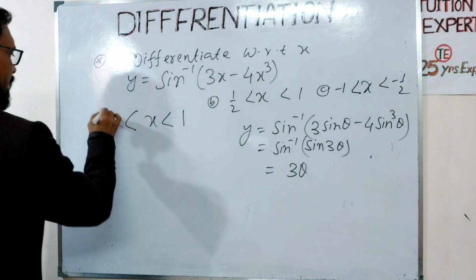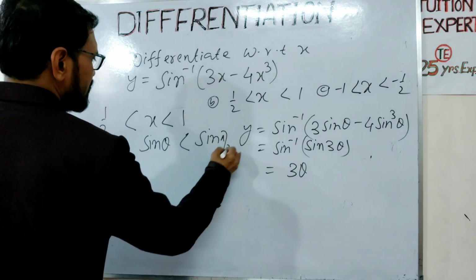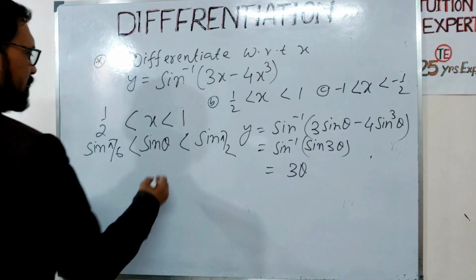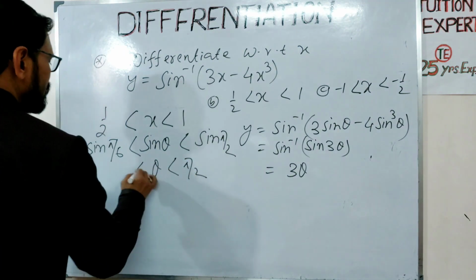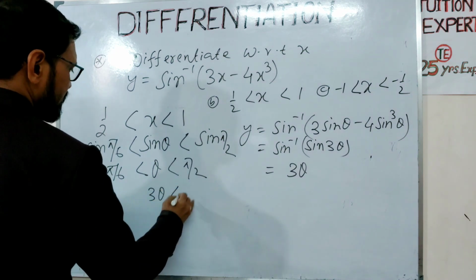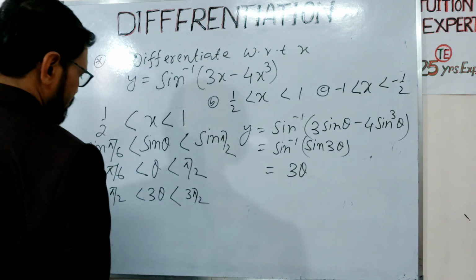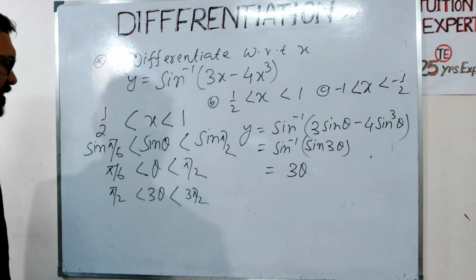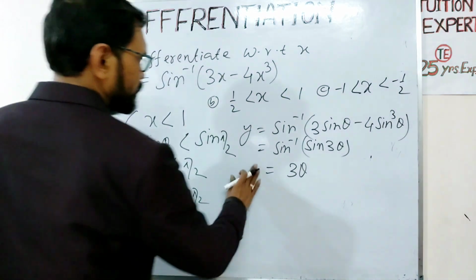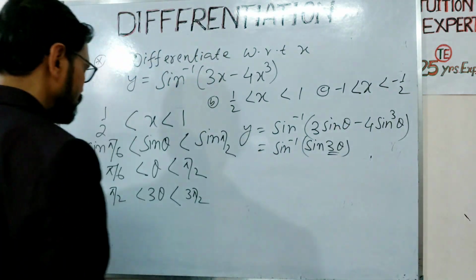Less than 1, greater than half. x means sin theta, sin pi by 2, sin pi by 6, sin 30 degree equal to half. So theta lies between pi by 2 and pi by 6. Now 3 theta will be 3 pi by 2 to pi by 2. So this is not in the principal value. The angle does not lie in the principal value. So we have to check 3 theta. We have to bring this angle within the principal value.